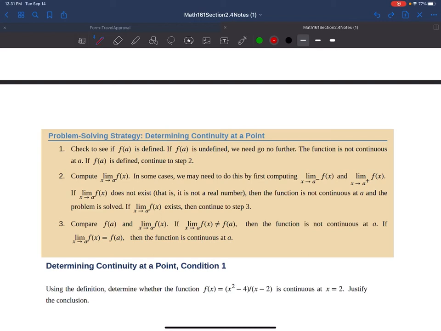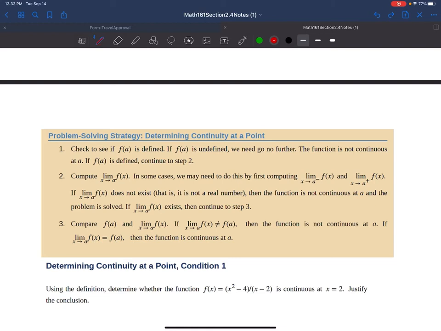If it's not defined, we have no hope of the value of the function equaling the value of the limit, because the value of the function doesn't even exist. It's undefined. Next, we compute the limit as x approaches a. We need to make sure we check both from the left and the right to make sure we have agreement. And if the limit doesn't exist, then we don't have to go any further. The function is not continuous at a, and the problem is solved.